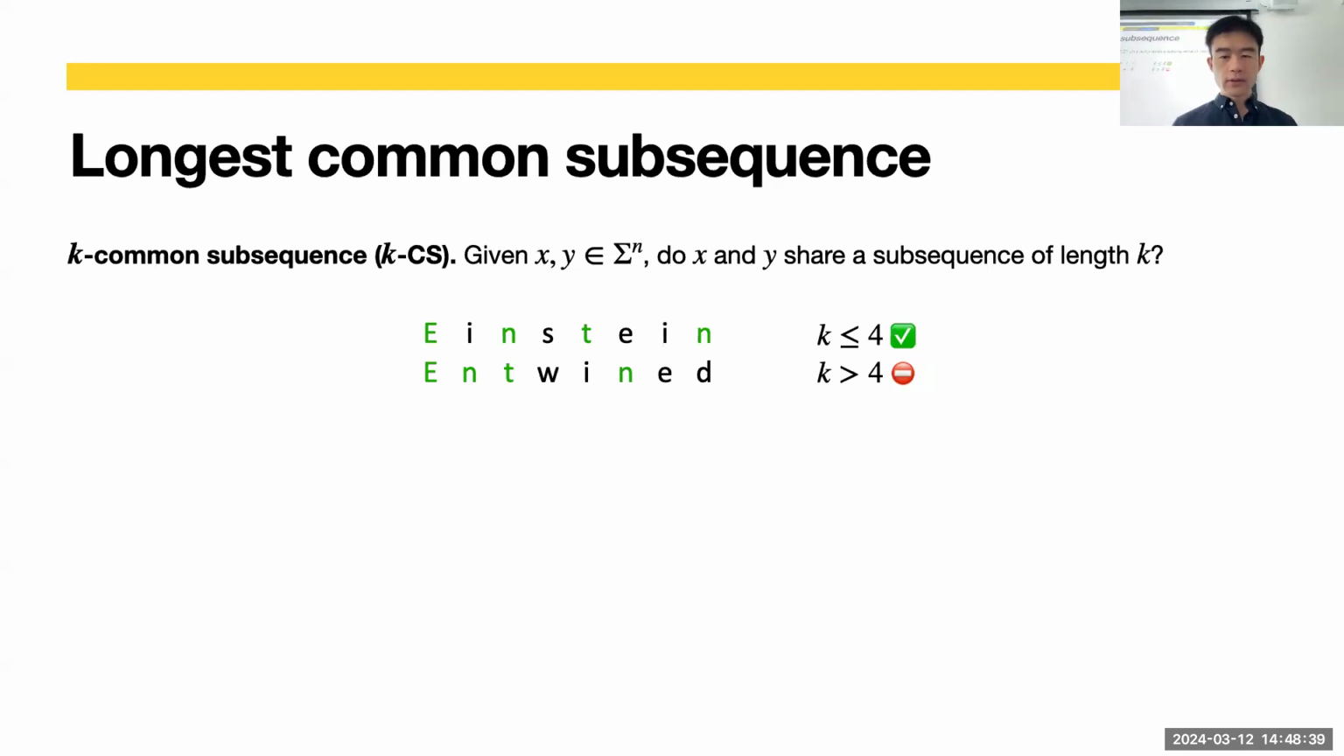So for example, if we look at the 2 strings Einstein and entwined, the longest common subsequence of these strings is En Tn. So if k were equal to 3, the answer should be yes, they do share a subsequence of length 3. If k is 4, answer is yes. If k is equal to 5, the answer should be no.